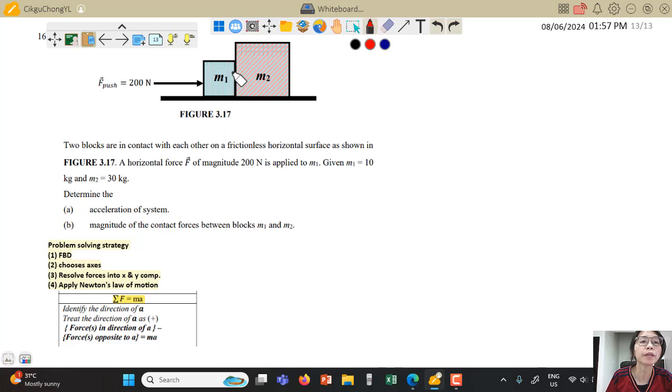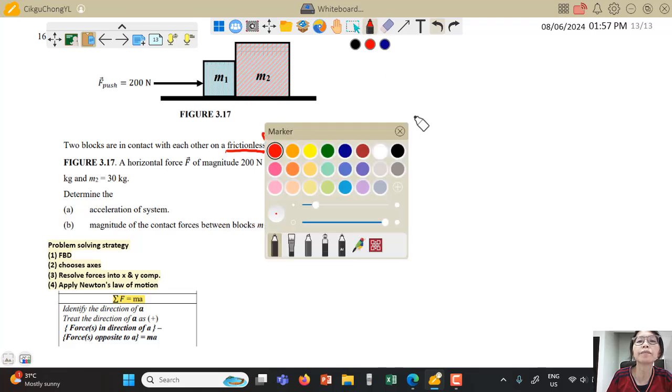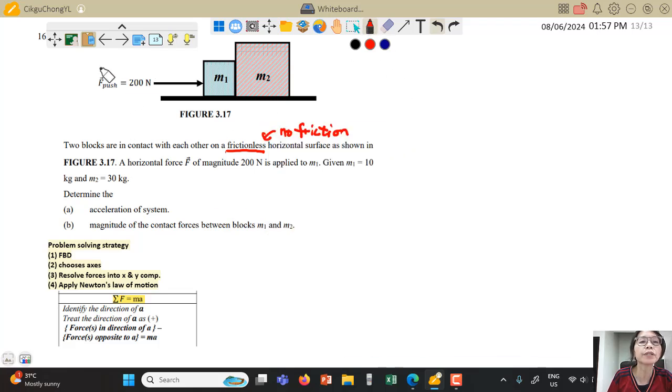So in this question, we are given two blocks in contact with each other on a frictionless horizontal surface. The keyword frictionless tells you that there will be no friction acting on the two objects. A horizontal force of 200 newtons is applied to M1, and given that M1 is 10 kg and M2 is 30 kg, I want to determine the acceleration of the system.